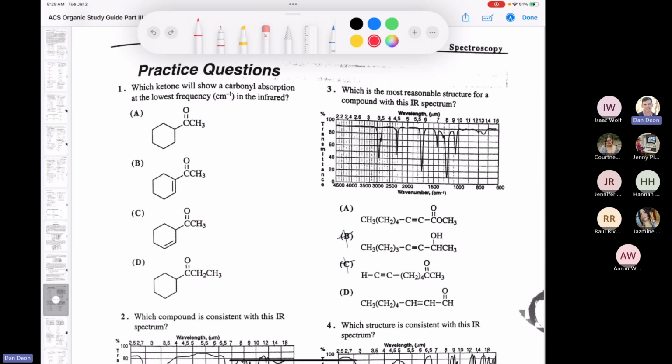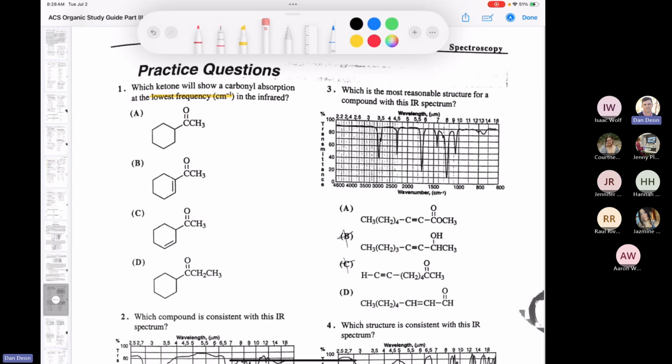Okay, so if we look at this one, we have carbonyl here, here, here, and here, but it's asking us which one is going to have the lowest frequency. Does anybody have any idea about this one? It's based off of something that we went over in class. Exactly. It's not aromatic, Aaron.